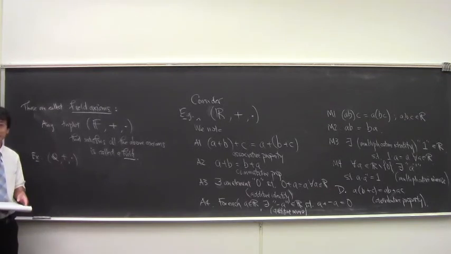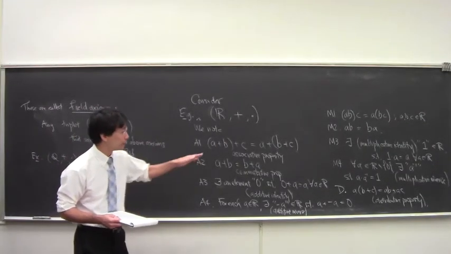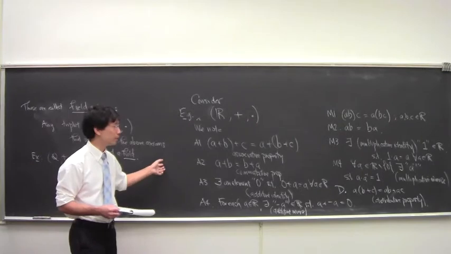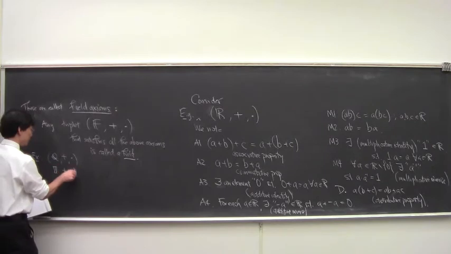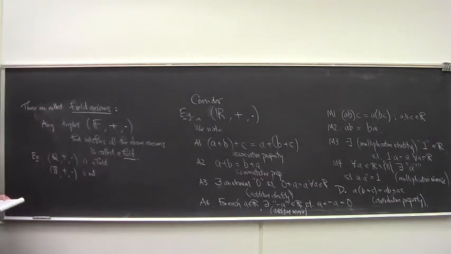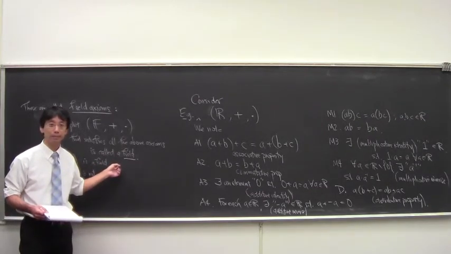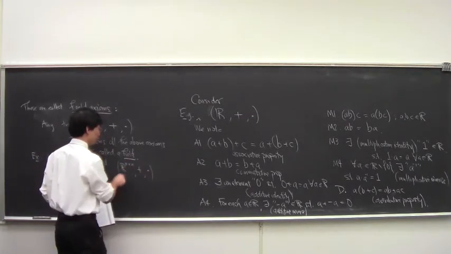Any other fields that people can think of? Is Z a field? No, right? What axiom does it fail? The multiplicative inverse. There are elements of Z that have no multiplicative inverses. There are some that do have inverses, but not everybody. So Q is a field, and Z is not. What about the collection of n by n matrices? Say square matrices with their matrix addition and matrix multiplication. Is that a field?